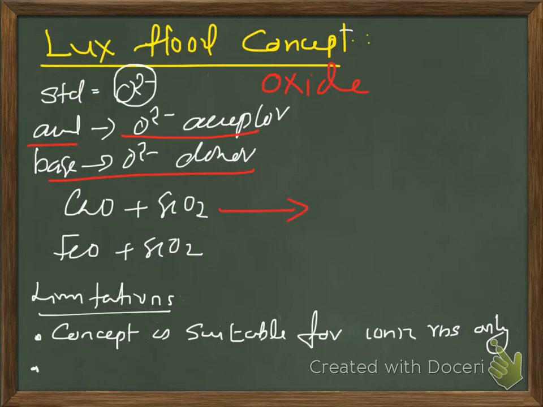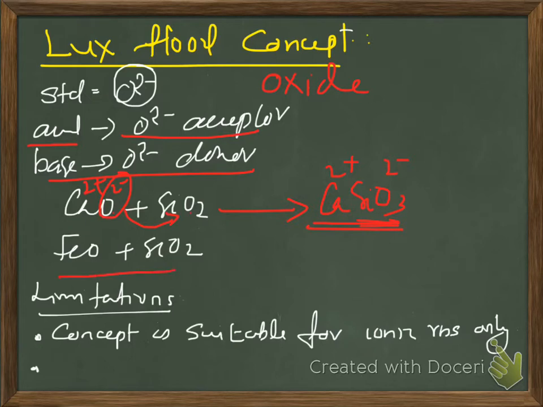Come to this example: CaO plus SiO2 gives CaSiO3. This equation you have seen in metallurgy. Here what actually happens is that we have Ca2 plus and O2 minus. This is the ionized form. This O2 minus is transferred to this compound. Then SiO2, after combining with one more O2 minus, becomes SiO3 2 minus, and with Ca2 plus we get calcium silicate. During slag formation, you have seen this kind of reaction, especially in the extraction of iron.